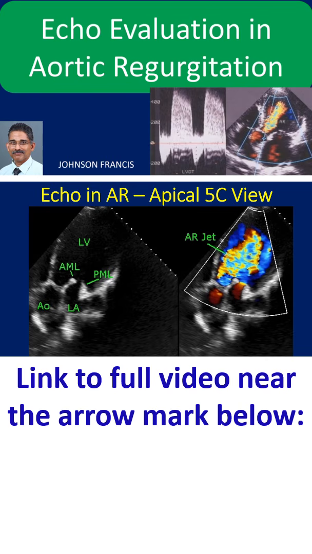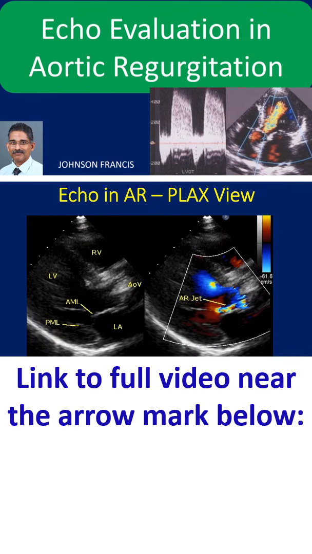But the velocity of aortic regurgitation jet is much higher than that of mitral stenosis, as the pressure difference between aorta and left ventricle in diastole is much higher than that between left atrium and left ventricle.